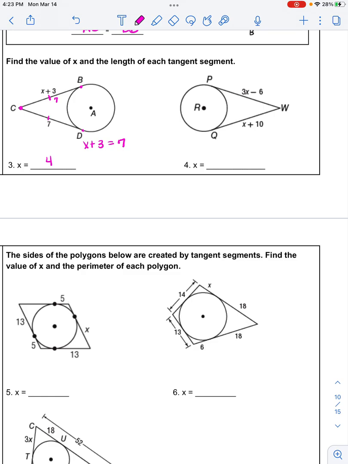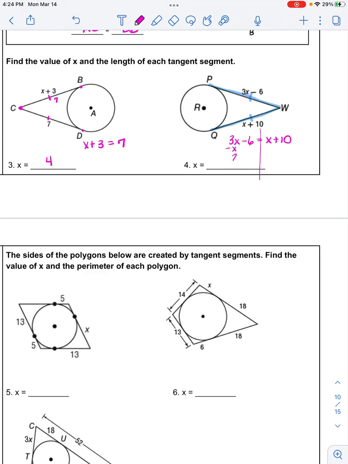We could do the same thing with number 4. Notice that again, we have two tangents. We've got our party hat sitting on the side, nice and equal. And so we know that those two pieces have to be equal to each other. The question is, what value of X makes that happen? So 3X minus 6 is equal to X plus 10. Let's do our algebra. That's the only geometry you need to know, that those two sides are equal to each other. From there on, it's algebra.